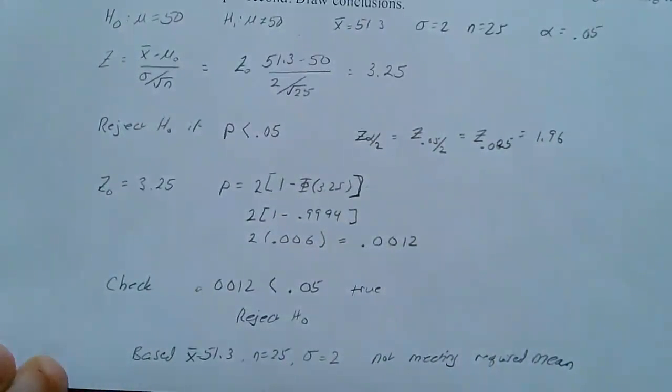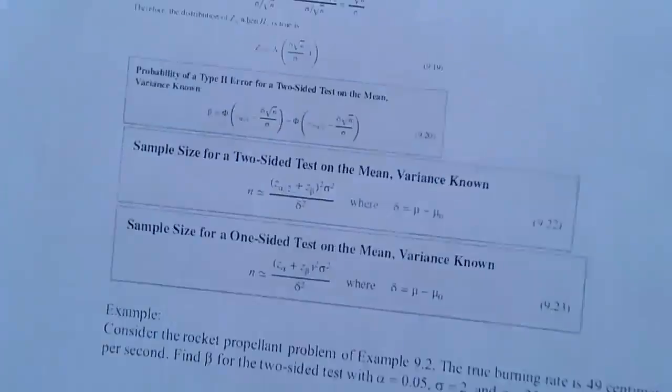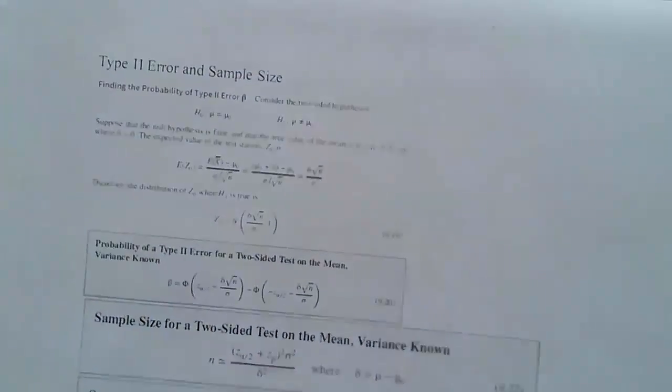So the sample taken from this product says that we are not meeting the required mean. That's the actual decision. That's the conclusion, that based on the sample that we have taken, this does not meet the product requirements. So how do we relate this to our type 2 error?